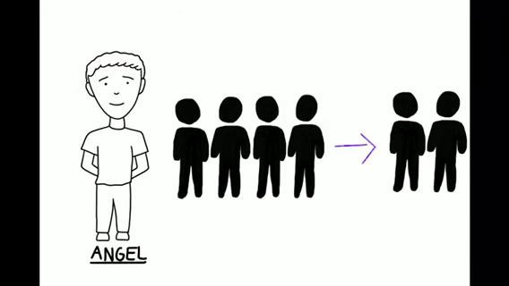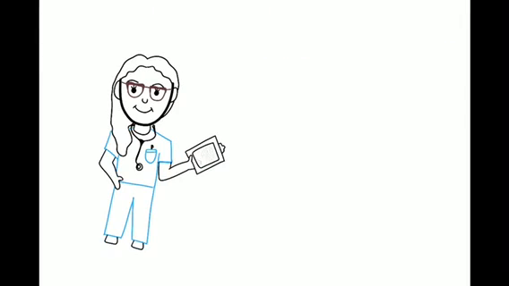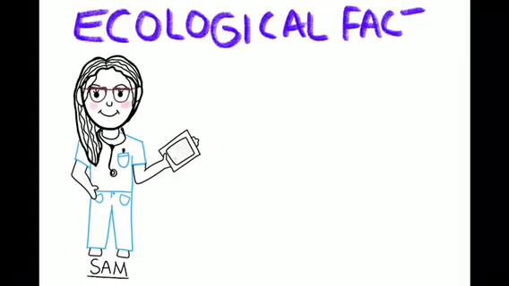A population crash is a sudden decline in the number of people in a population. If there are 4 people and half of the people die, then that would be a population crash because half of the population died.